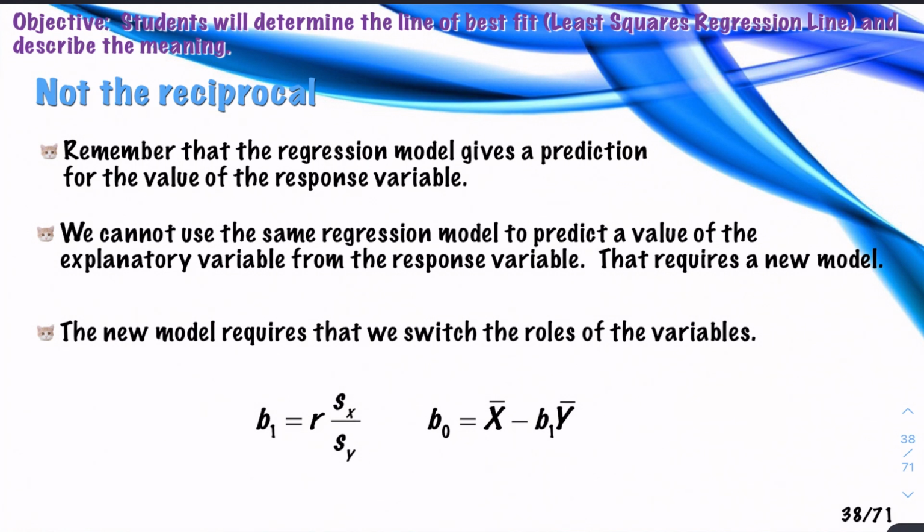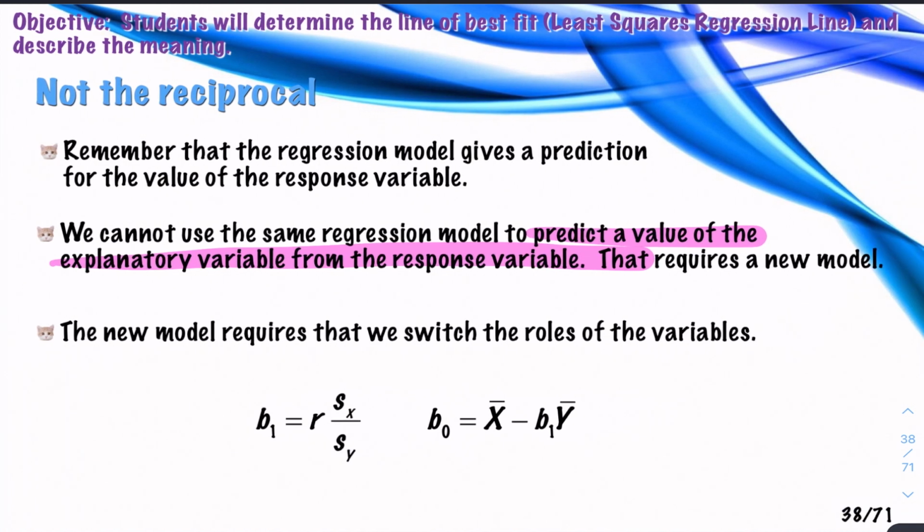Now, what happens if you're given the final grade and you're asked to make a prediction about their initial test score? Shouldn't we be able to use this model to go backwards? No. So not the reciprocal. Remember, the regression model gives a prediction for the value of the response variable. We have an input and we're trying to predict the output. We cannot use the same regression model to predict the value of the explanatory variable from the response variable. That requires a new model. You can't just go, okay, here's the y, find out the x. Can't do it. We need to calculate a new model.